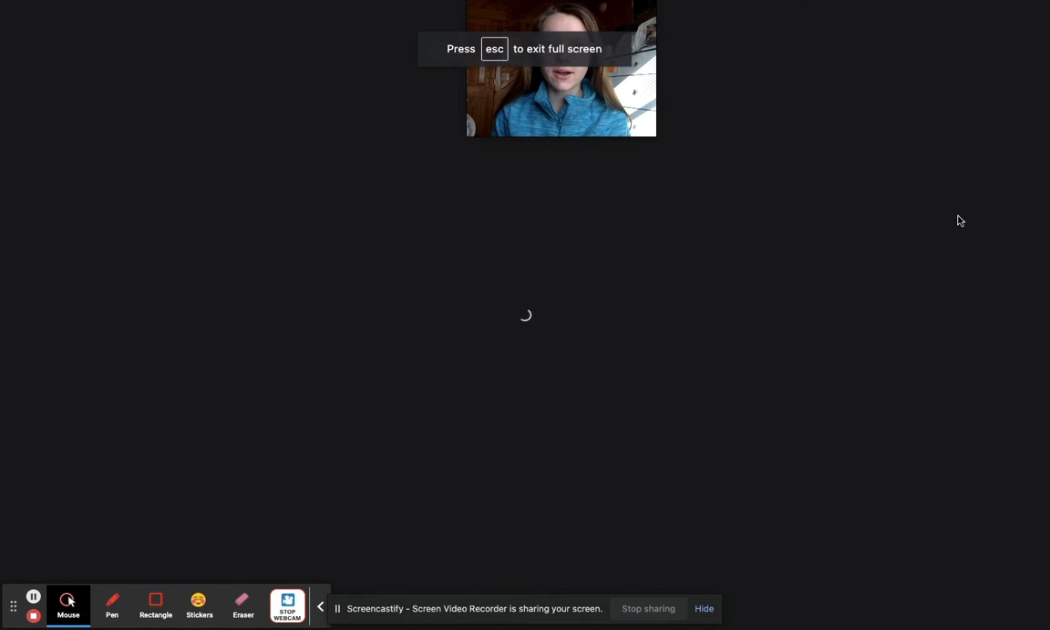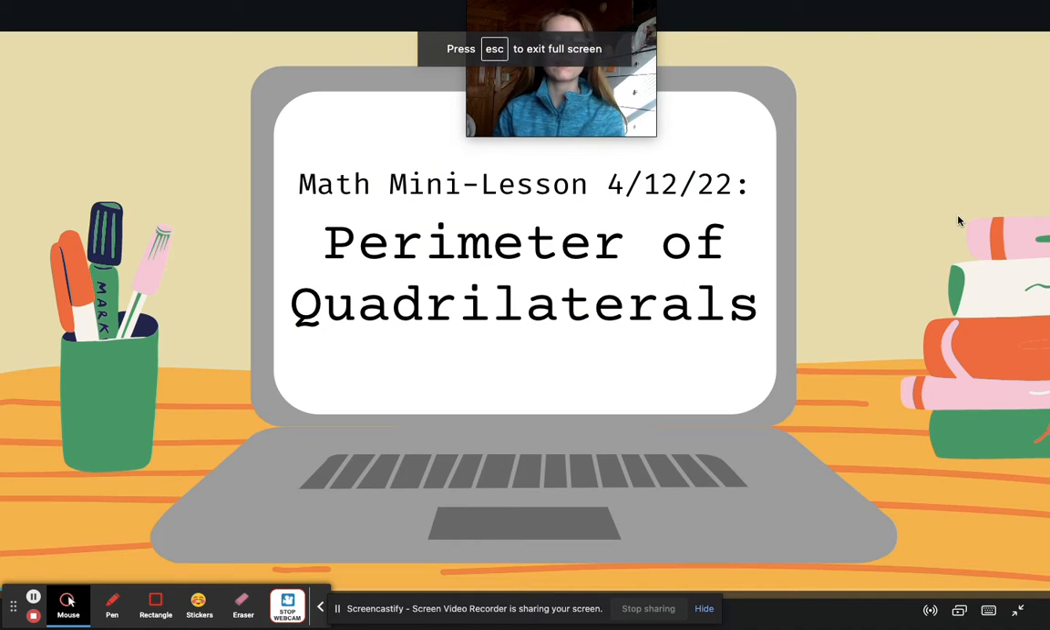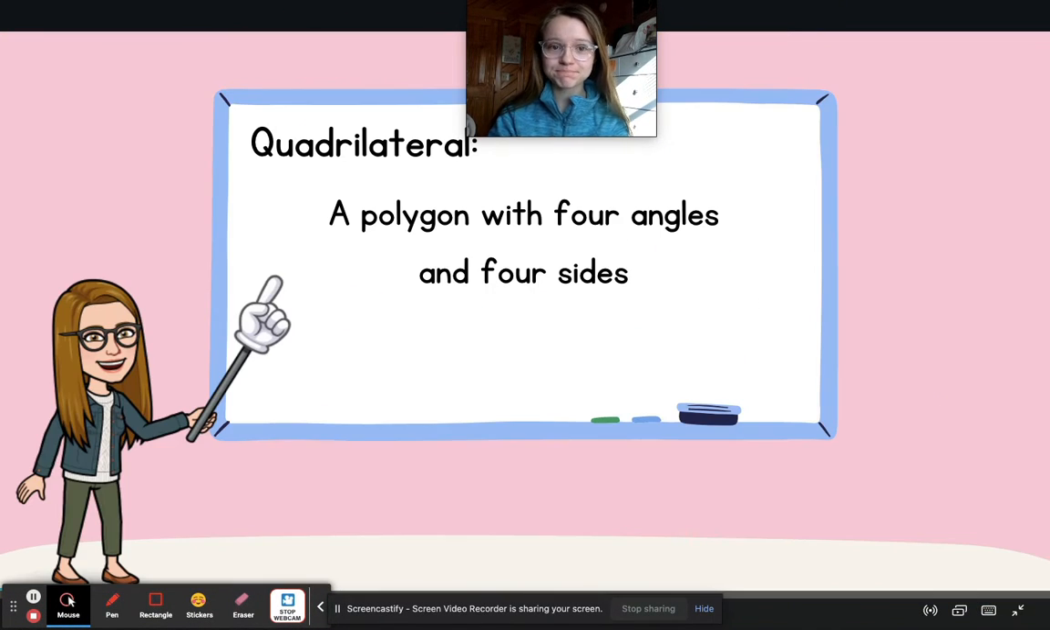So, today we're going to be talking a little bit about perimeter of quadrilaterals. Take a moment to dig into your schema and think about whether or not you know anything about perimeter already. And my guess is you do know something about quadrilaterals. A quadrilateral is a polygon with four angles and four sides. We already know that polygon just means a shape that's closed and made up of lines. So this shape has four angles and four sides.